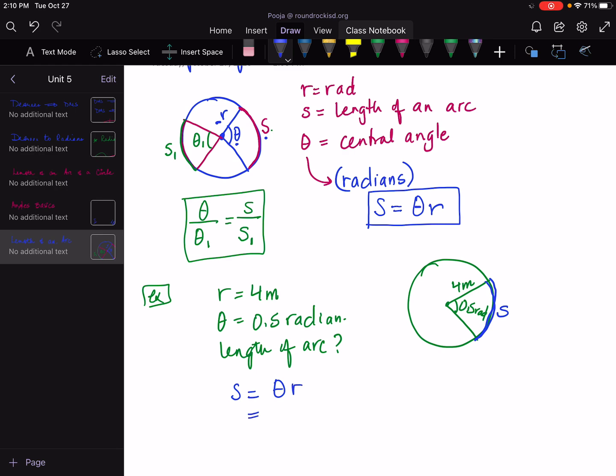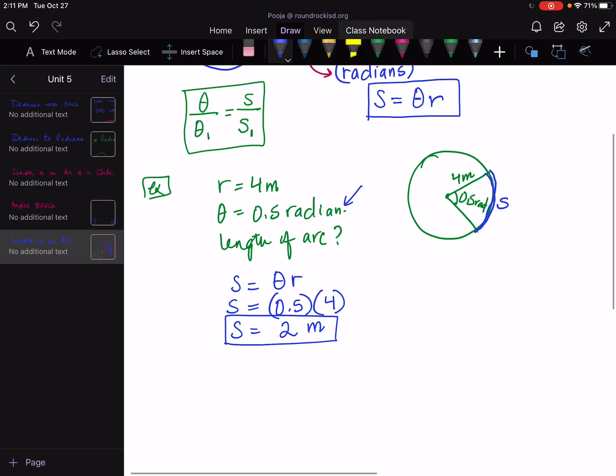The best part here, theta needs to be in radians, and it is in radians, so I don't have any conversions to do. Radius is in meters, which is what it should be. And when I go ahead and multiply both of them, half of 4 is 2. The arc length is 2, and it is also going to be in meters, because the original question was in meters. See how easy that was? How can it get any complicated?